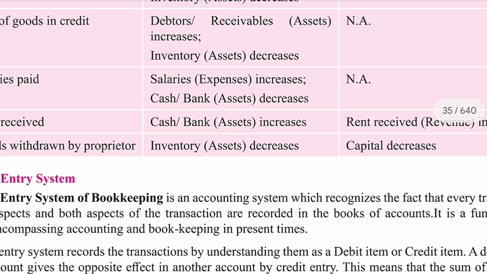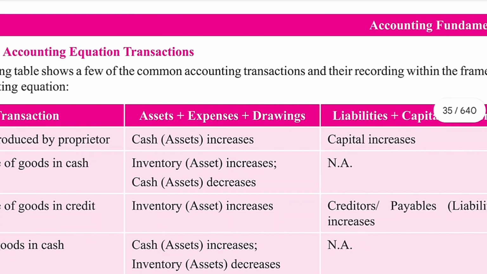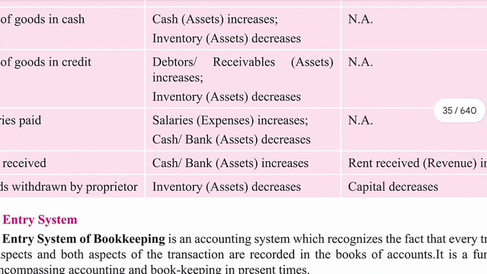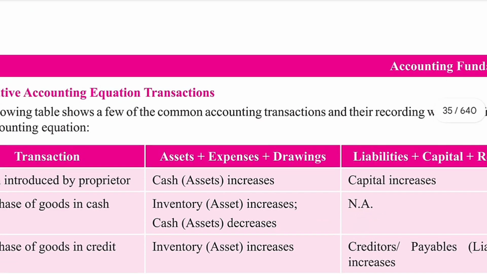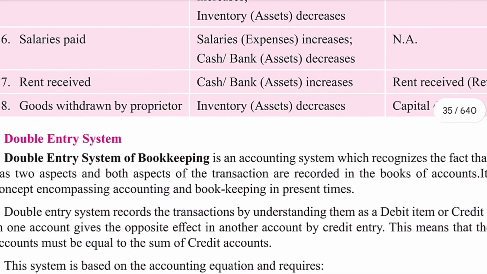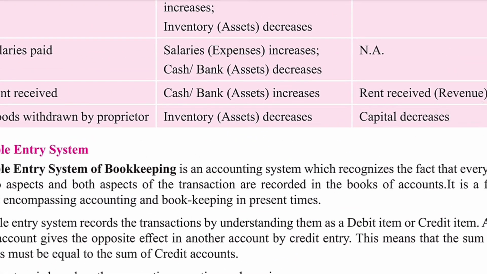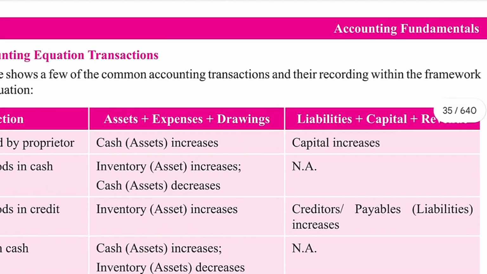And salary, when salary is paid, what happens? It is expenses, and expenses come under this head only. So when salary is paid, expenses increase, and cash or bank decreases. When rent is received, what happens? Rent received is a kind of revenue. So cash increases, and rent received is revenue, so revenue increases and cash also increases. When goods are withdrawn by the proprietor, our stock is decreased and our capital increases.